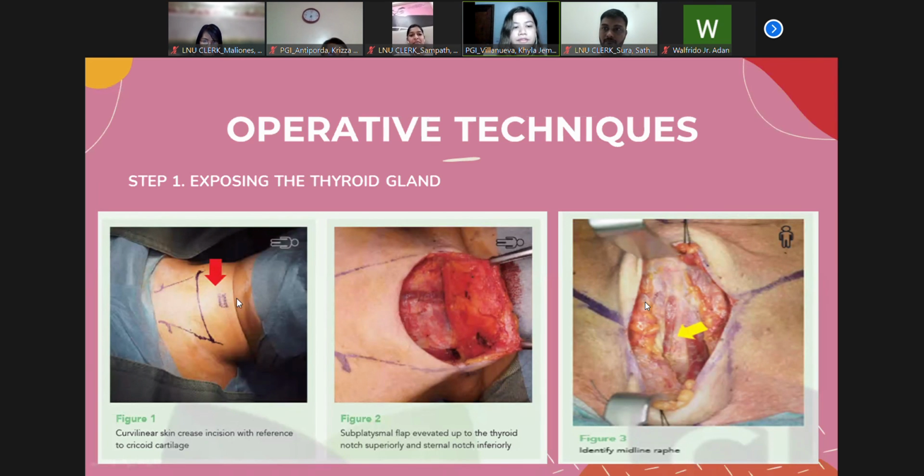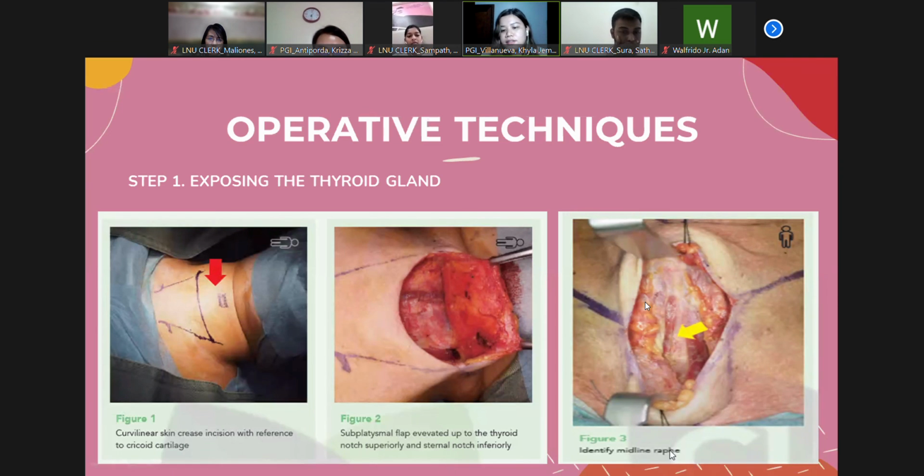It should be in reference to the cricoid cartilage, 1 to 2 finger breadths from the said cartilage. In figure 2, this is called the subplatysmal flap. It is elevated from the thyroid notch as the superior border, the sternal notch inferiorly, and the sternocleidomastoid laterally. Note that the platysma is not visible here in the midline. In order to find it, it's easier to locate the external jugular vein first, which is located beneath the platysma.